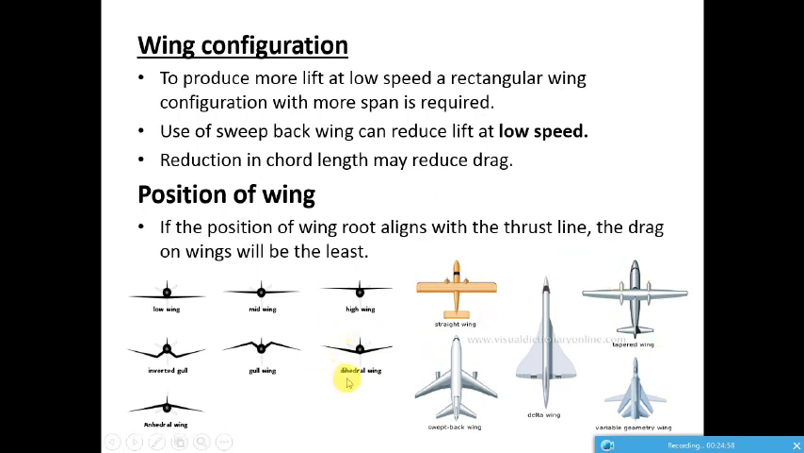For example, passenger aircraft usually have a low wing because of the placement of the landing gear. Landing gear can be easily attached to the underside of the wing if the wing is placed at a low level. So these are some of the wing configurations by the shape of the wing.